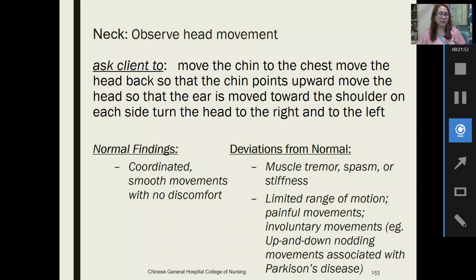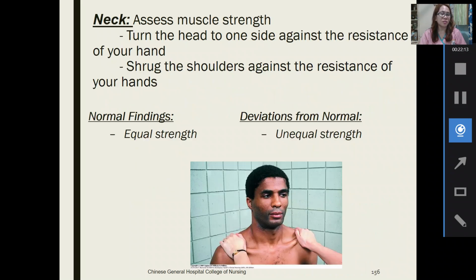Okay, deviation from normal: there is a muscle tremor, spasm, or stiffness. There is limited range of motion, hindi niya maigalaw, may masakit. Okay, painful movements. Merong involuntary movement, for example up and down, yan, nodding movement associated with Parkinson's disease.